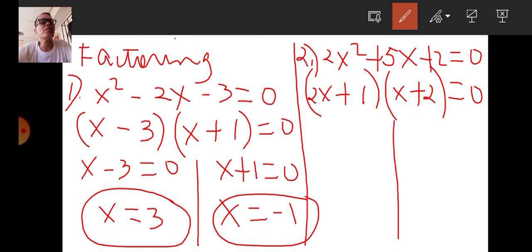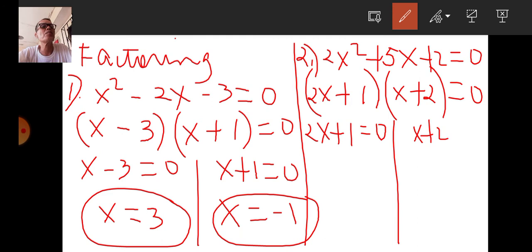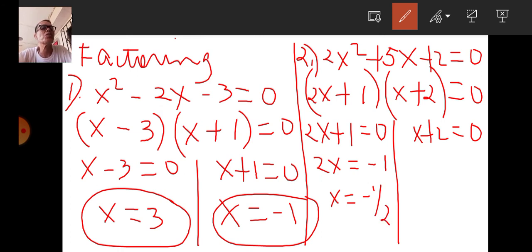Then equate the factors to 0. You will have 2x plus 1 equals 0. The other one is x plus 2 equals 0. So transpose 1 to the other side, it becomes 2x equals negative 1. Dividing both sides of the equation by 2, you will have x is equal to negative 1 half. The other one, transpose 2 to the other side, you will have x equals negative 2.